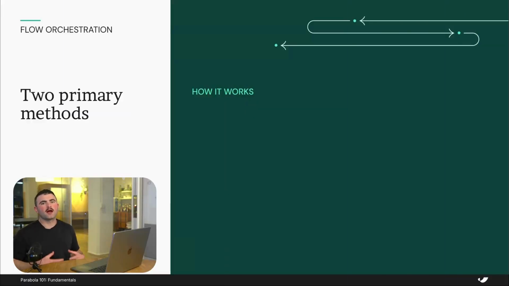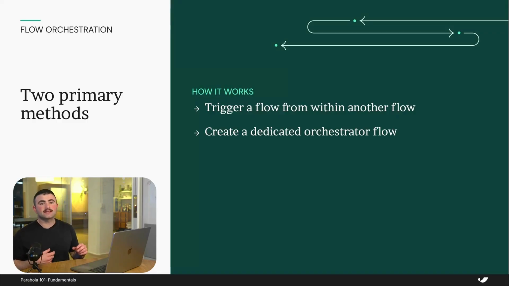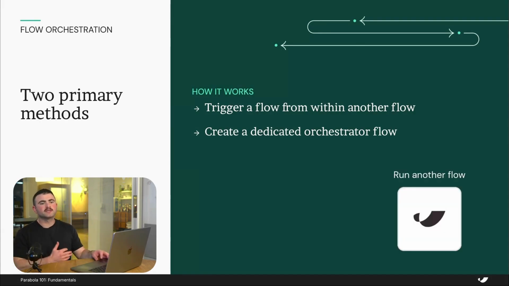There are two primary methods you can use to orchestrate workflows. The first is to trigger one flow from within another flow, and the second is to have a dedicated flow whose only job it is to orchestrate other flows to run. Now, whichever approach you're using, both of these will involve using a run another flow step, which is the step that actually triggers flows to run in Parabola.